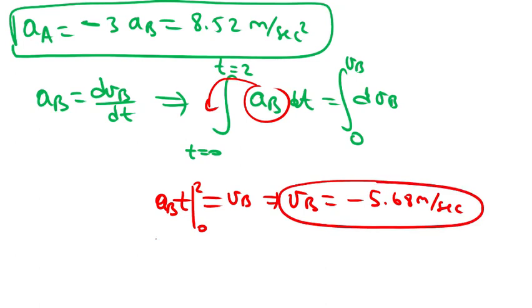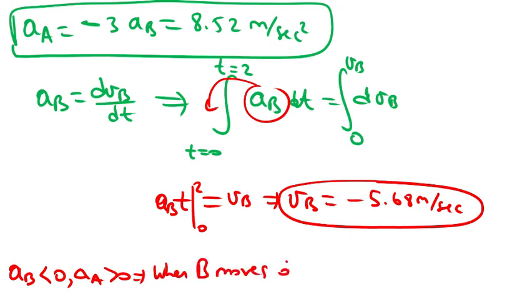Okay, one is negative, so AB is less than 0, and then AA is greater than 0. So it means that when B moves down, A moves up. Okay, and then vice versa. This is the result of the problem.